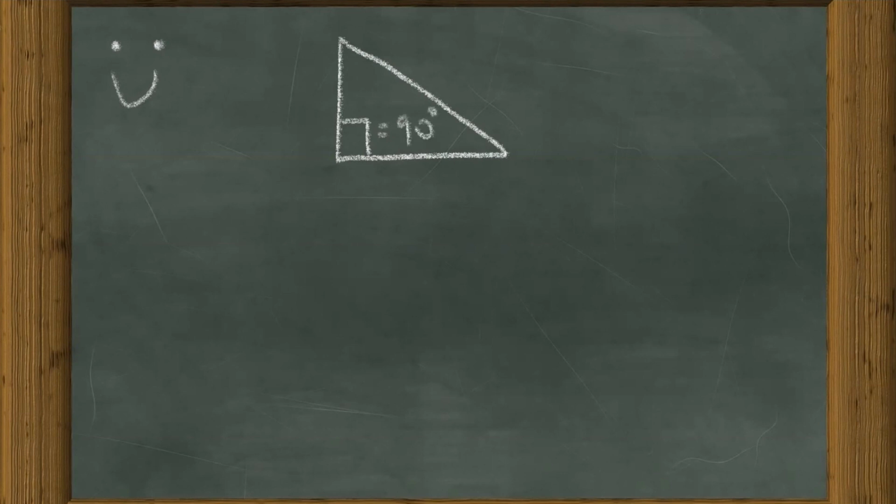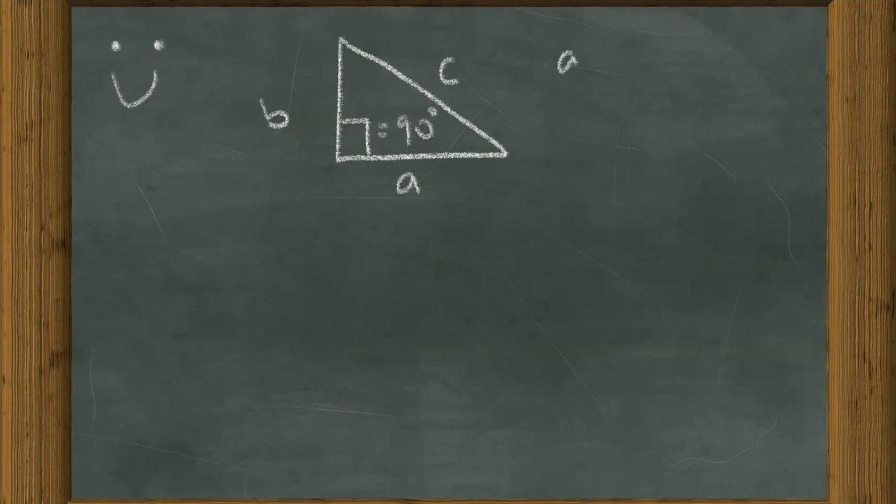We can consider this triangle has two legs. We can call one A and one B, then the third leg is C. And C is called the hypotenuse because it is the longest of the three sides, and it's always going to be opposite of the right angle. In order to find the length of the hypotenuse, we're going to use the Pythagorean theorem.